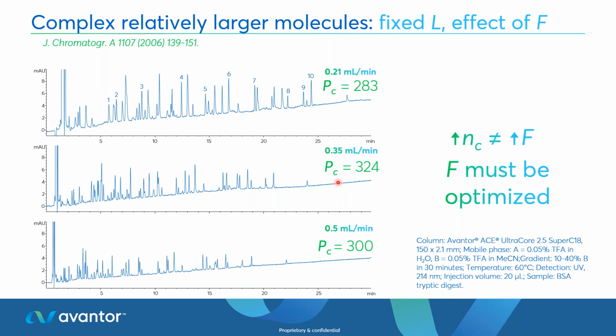And what this means is for complex, relatively larger molecules, we can't simply increase our peak capacity by increasing our flow rate. We do need to do some systematic experiments and understand where that medium velocity is, because that's going to define the highest peak capacity achievable and obtainable for our method. And we definitely want to make that flow rate decision near that peak maxima, or that peak capacity maxima.